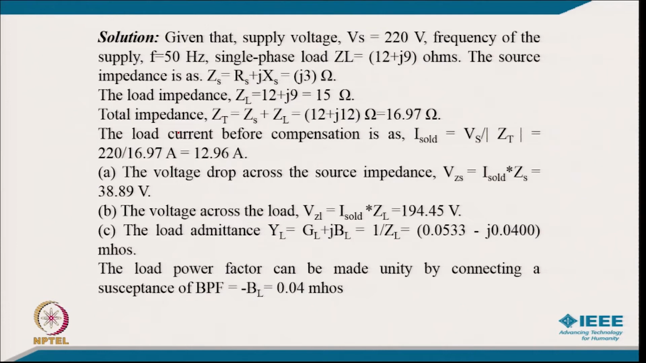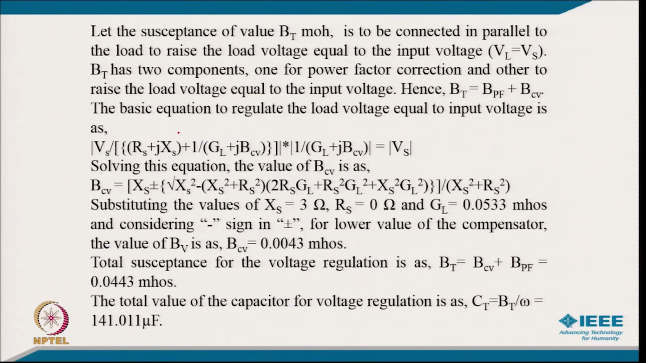So, it will be minus BL, that is around 0.04, because that is the value of the load reactive part. So, let the susceptance of the value B t in mho be connected in parallel to the load to raise the load voltage equal to the input voltage, V L equal to V S. So, B t has two components, one for power factor correction and the other is to raise the load voltage equal to the input voltage. Hence, the B t will be equal to B P F, which we have already got for power factor correction, putting a lossless element in parallel with the load. Another is the B C V, that is for regulating the constant voltage across the load.